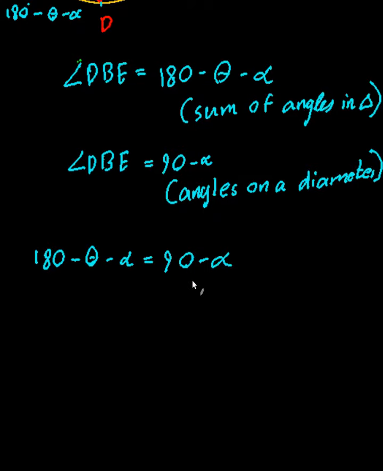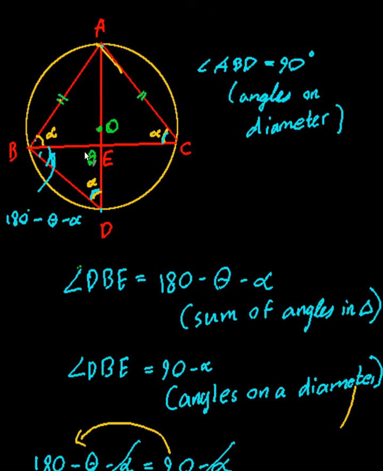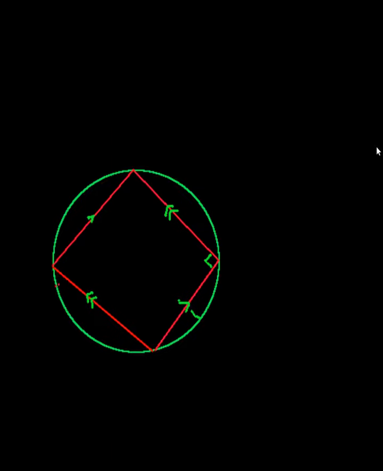So basically, the minus alpha will cancel out with the minus alpha, right? Taking the 90 onto the other side, and this theta onto this side, I will end up with theta is equal to 90 degrees. Okay, so there you go. So coming back here, I have proved that theta is equal to 90 degrees. Okay, let's move on to the next question.